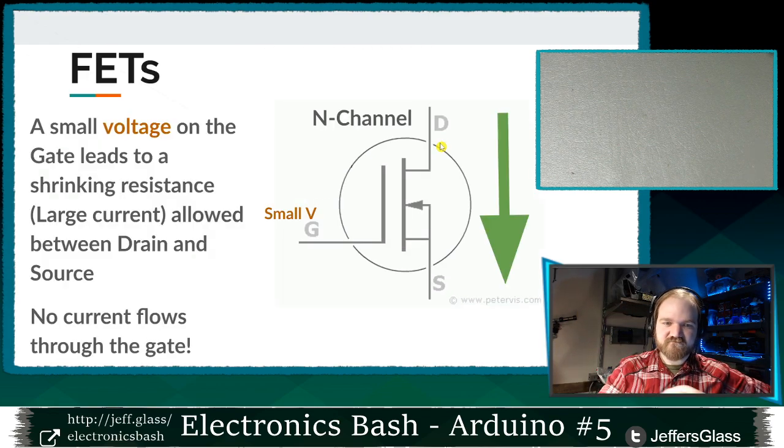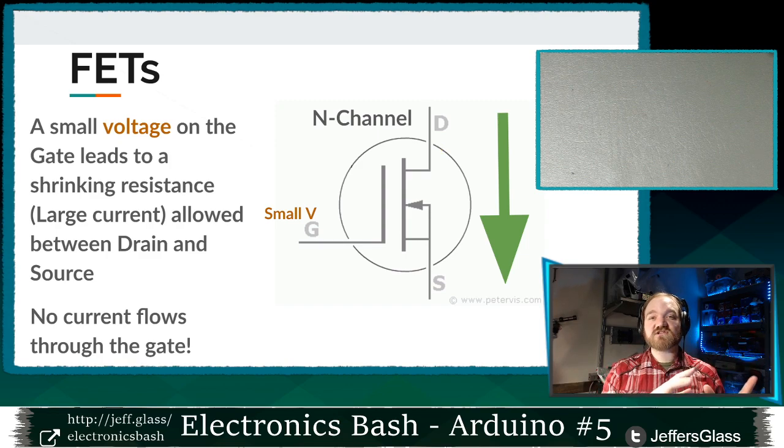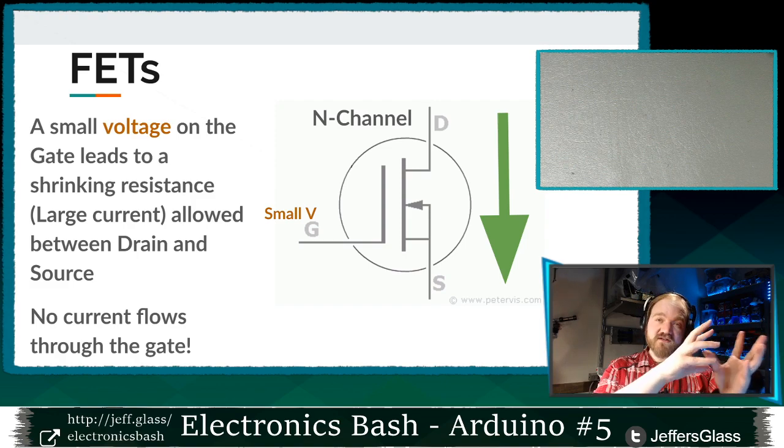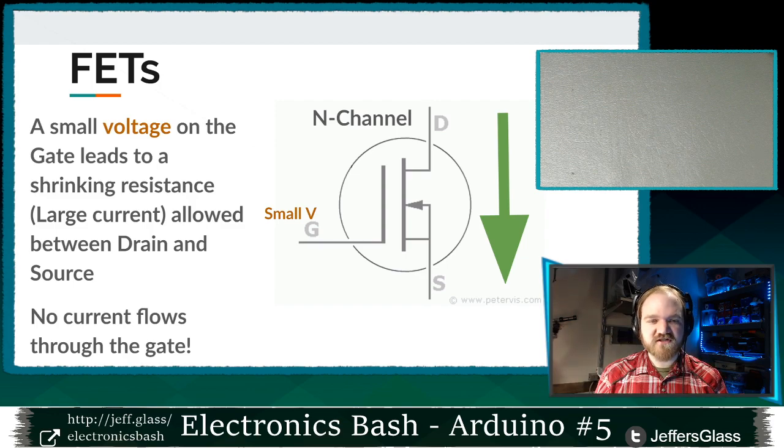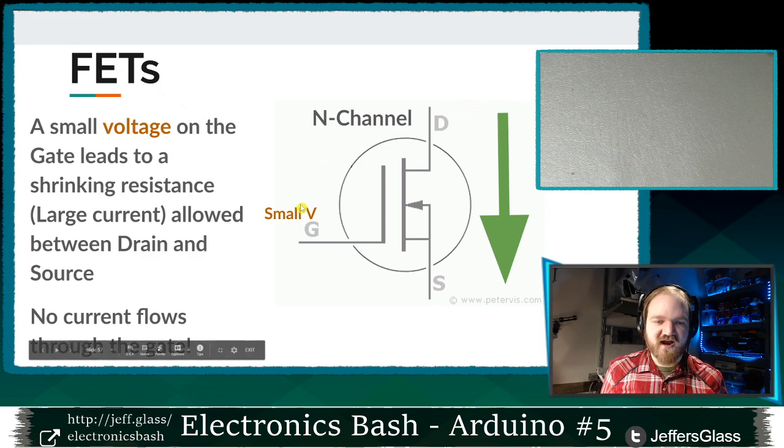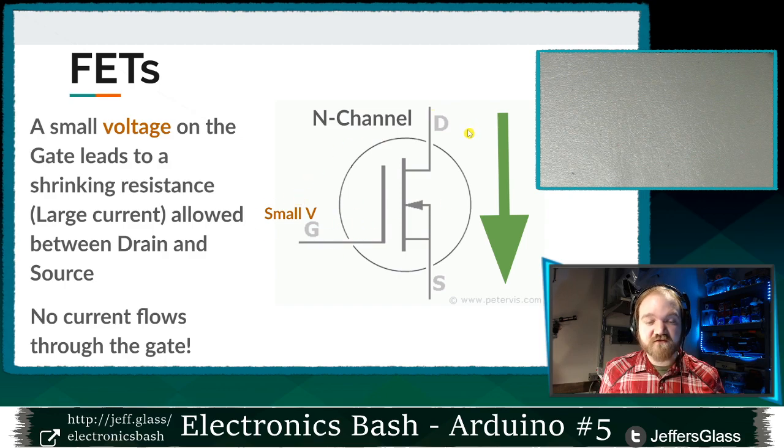Super handy. So here is the critical difference between bipolar transistors and field effect transistors. In our bipolar transistors, we remember a small current on that base caused a large current to be able to flow through our other two terminals. In a field effect transistor, a small voltage on the gate leads to a lot of current being able to flow between our other two terminals, in this case, our drain and our source. And in a lot of ways, that ability to allow more current to flow looks a lot like a shrinking resistance, a decreased resistance between our drain and our source.